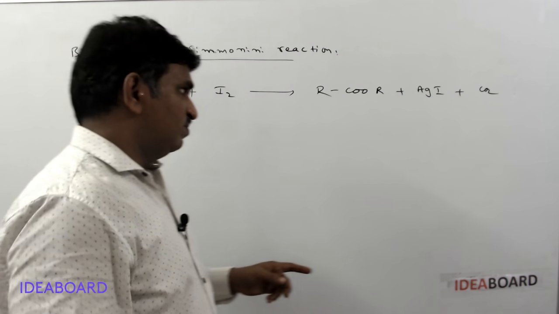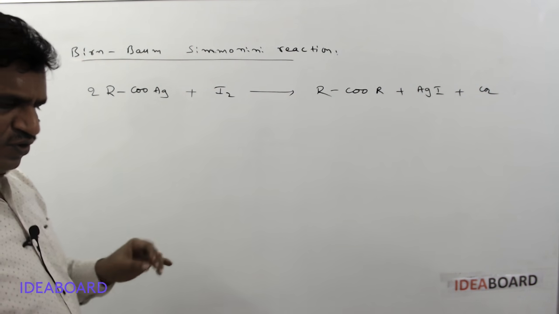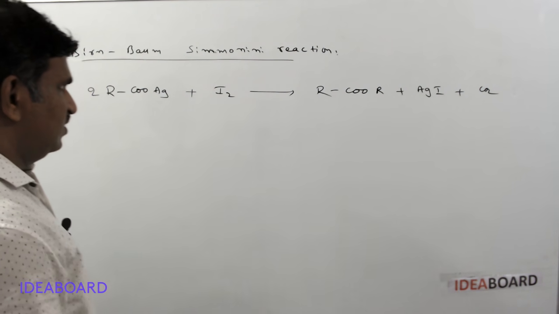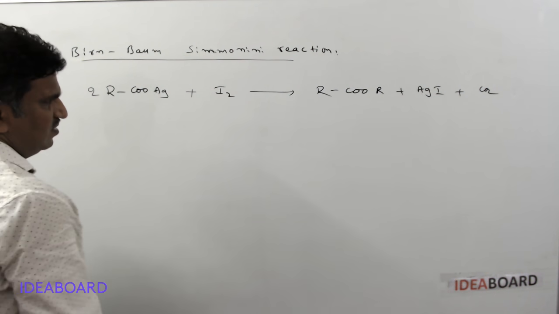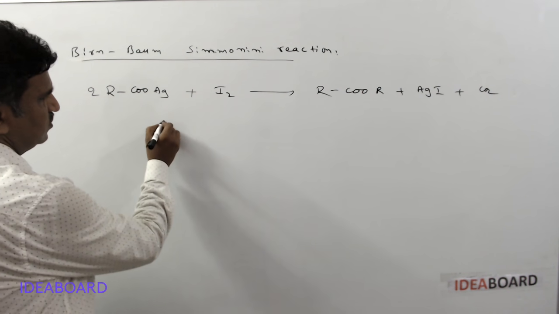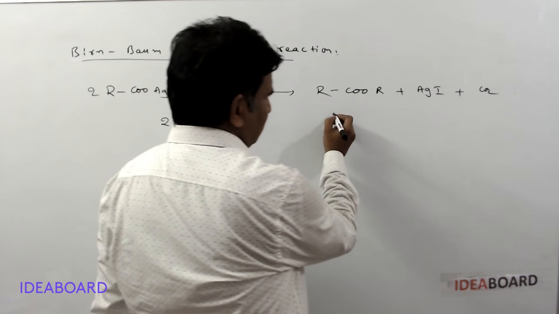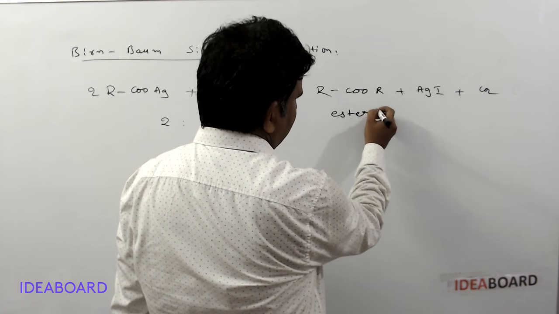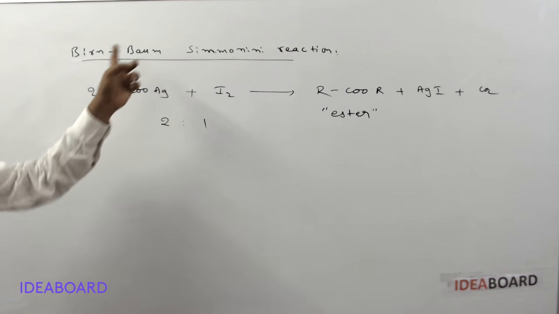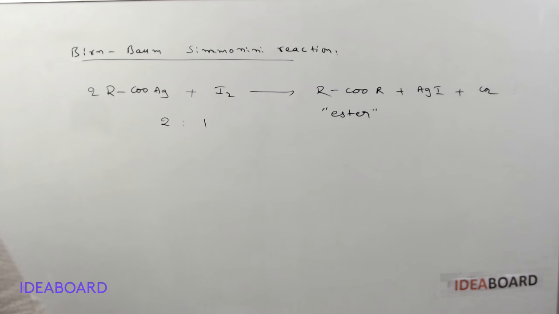So it is better to remember: if a silver carboxylate is given with chlorine or bromine, you write this product. If they are giving iodine, generally two molecules of the silver carboxylate react with one molecule of iodine, in a 2:1 ratio, and form an ester instead of an alkyl halide. This reaction is called the Birnbaum-Simonini reaction.